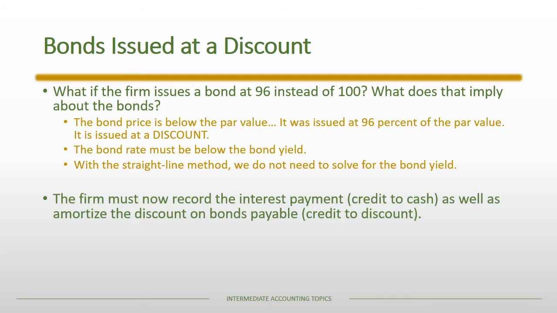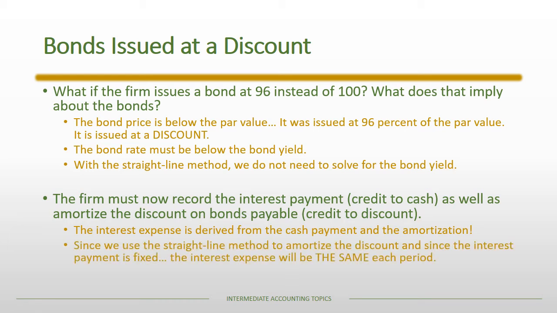And so now what do they have to do? They have to record the interest payment, which is going to be a credit to cash, and they also have to amortize the discount, and that discount is also going to be a credit. What are the implications from that? The biggest implication is that the interest expense is now going to be derived from both the cash payment and the amortization of the discount.